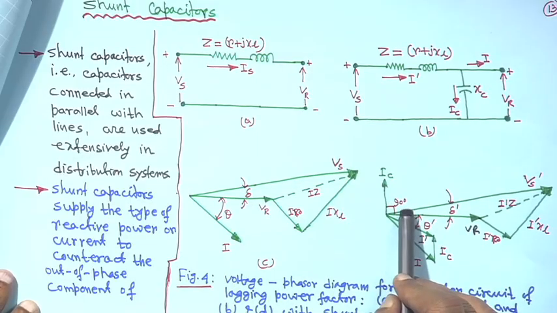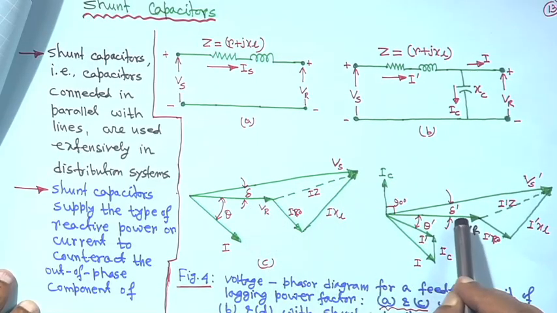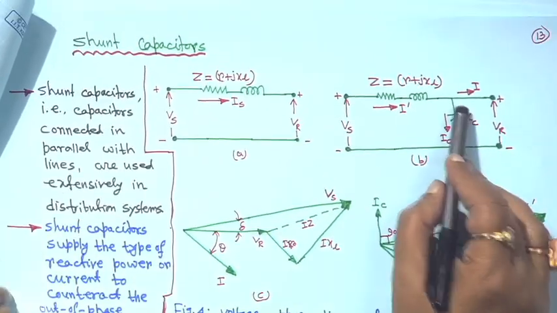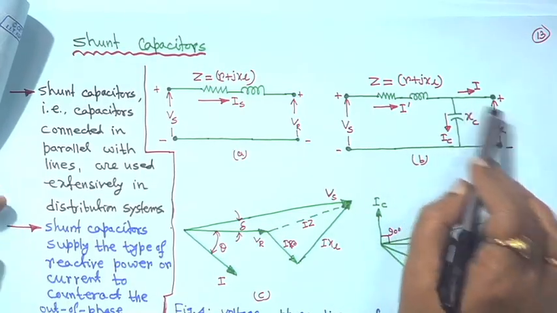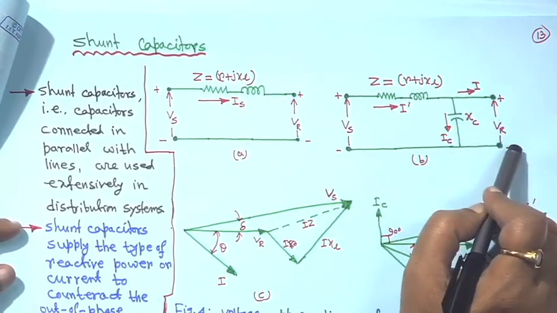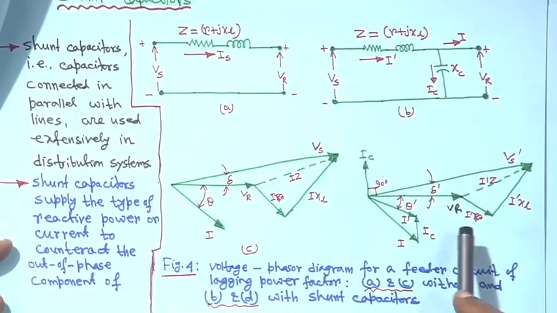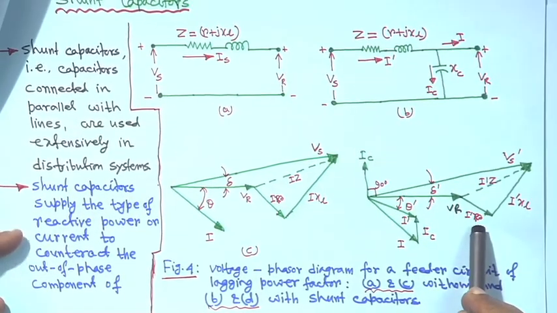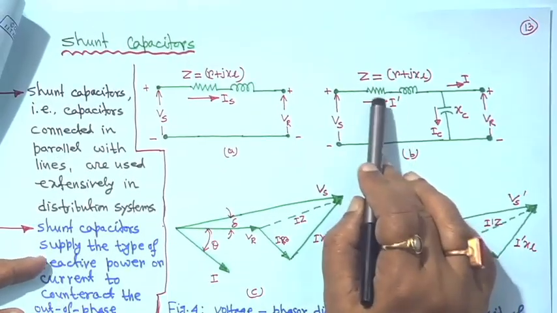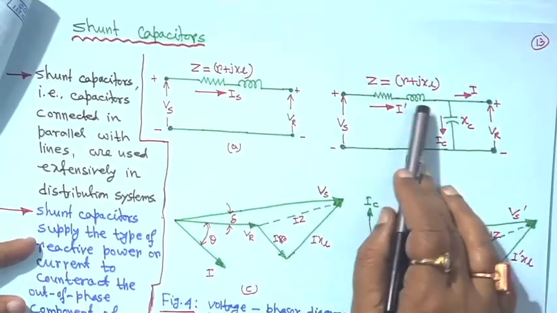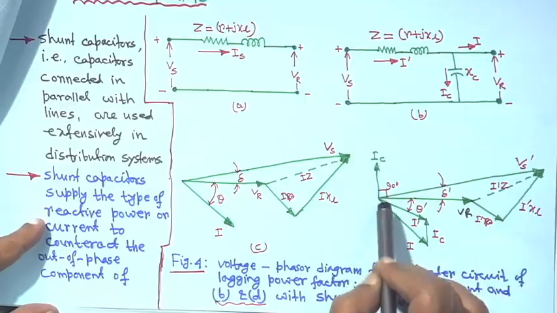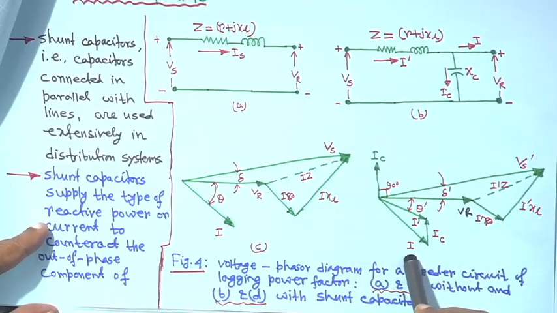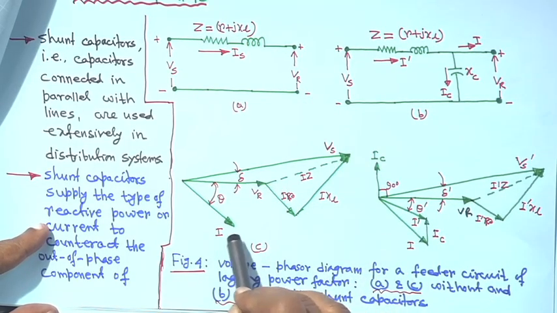This angle is 90 degrees, and suppose this angle is delta dash. From this diagram you can make out the current I dash is equal to IC plus the current I which is going to the load, at the receiving end side, right. So, this is I dash R, because here it is I dash into R this side, plus I dash XL, and this current is IC. This current is I, that is the current without any capacitor.